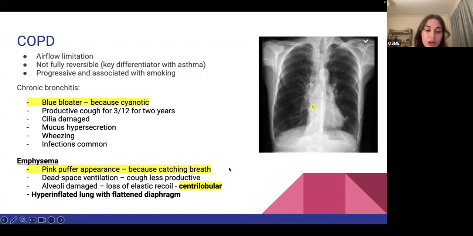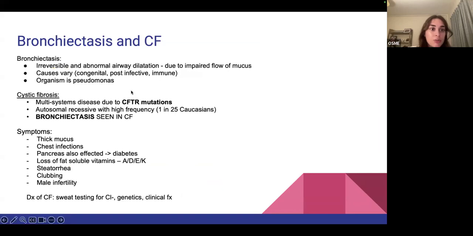This will differ to alpha-1 antitrypsin deficiency, where there's pan-acinar emphysema, and this is a big differentiating part of lab med that they love asking about. So bronchiectasis and cystic fibrosis are the other parts of our obstructive lung diseases.